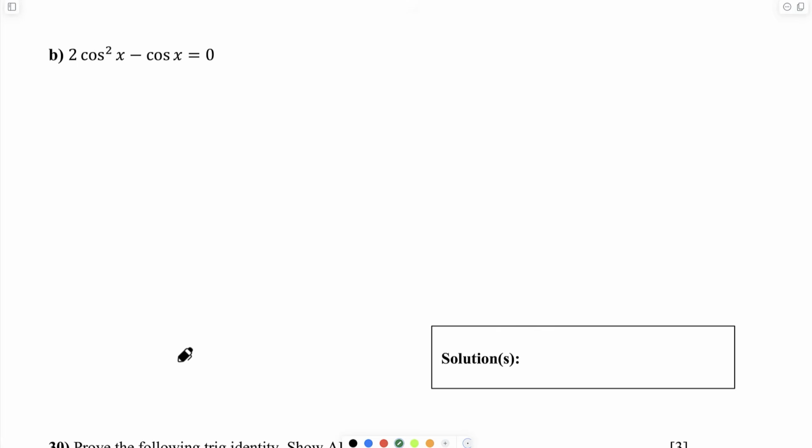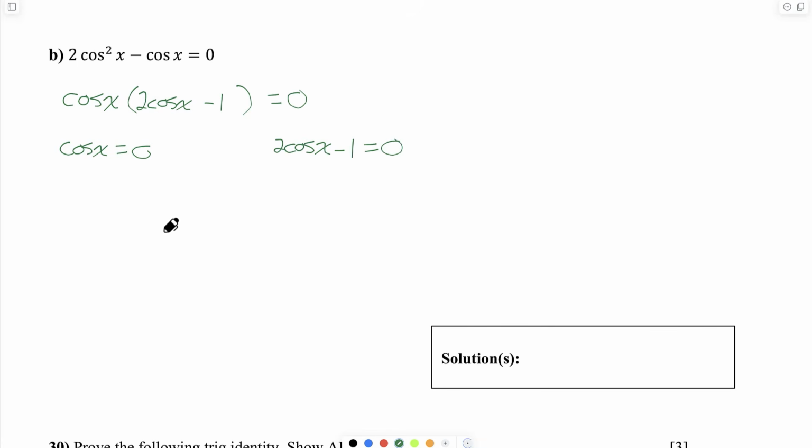B. This is a quadratic trig equation, so I want to solve this by factoring it first. And since it's just two terms, and both terms have a cos x, I can just common factor this. Let me divide out a cos x from both terms. So take out a cos x. When I divide them both by cos x, I get 2 cos x minus 1. Now I'll set each of those factors to 0. Cos x equals 0, and 2 cos x minus 1 equals 0.